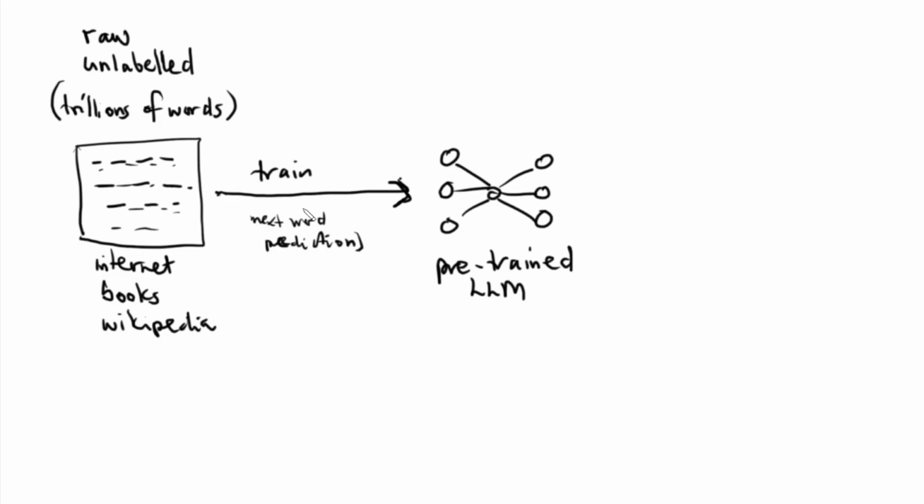Next word prediction. Sorry, I think my pen is losing shape or something. It's not writing properly. But yeah, we do the next word prediction then.